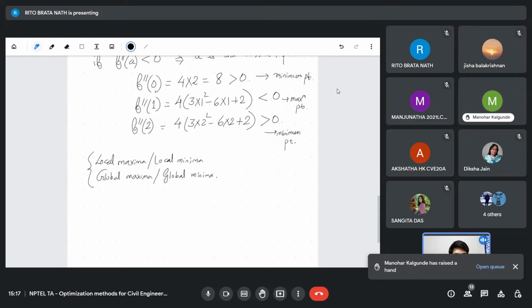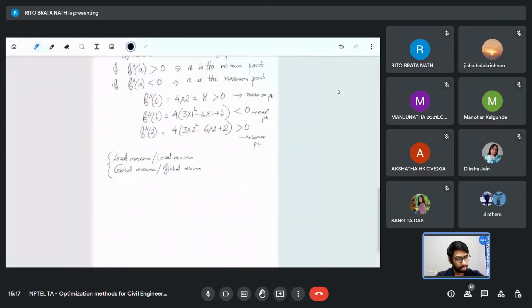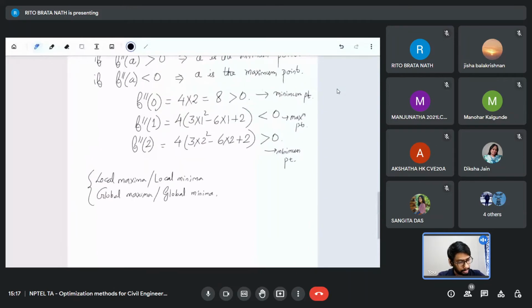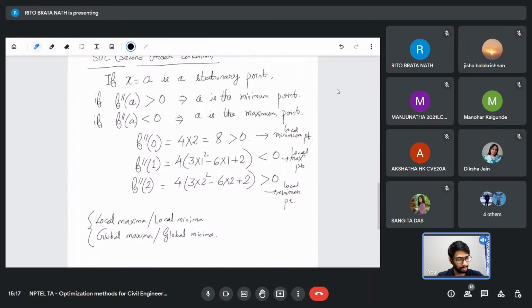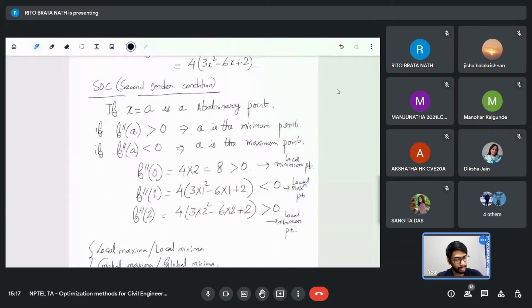Yes, that's correct. And similar things happen for the minima as well. So that's exactly what Manohar said. So now you know these points are actually your local minimum point or local maximum point. But this question asks you to find the maximum or minimum values. So now you can just plug these values back in.